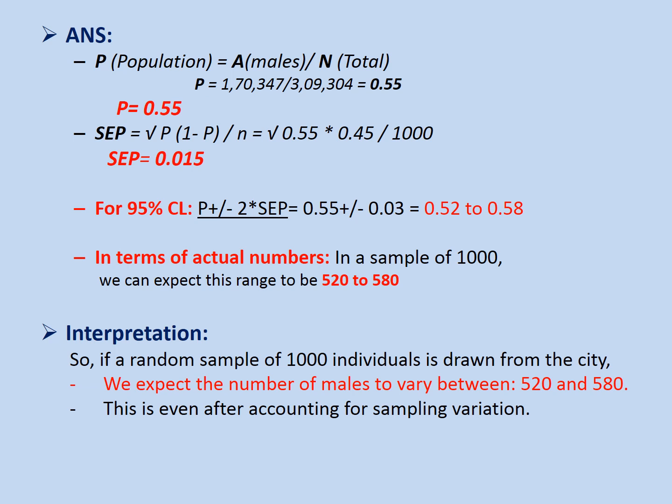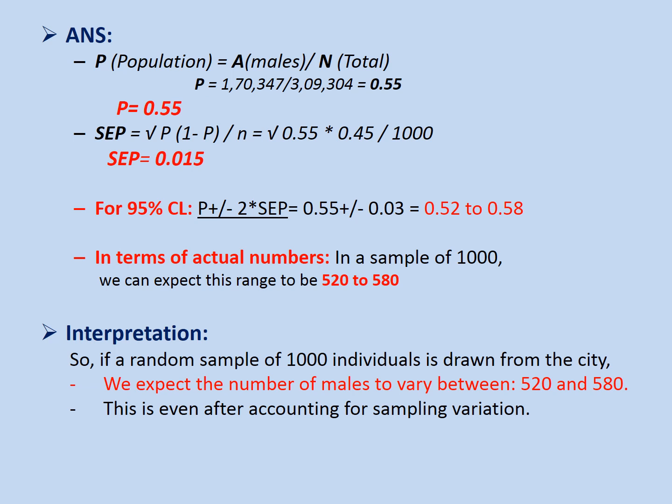Now with the help of this, you can calculate the 95% confidence limit for the sampling variation of this example. The 95% confidence limit is calculated by the formula population P, that is 0.55, plus or minus 2 into the standard error of proportion, here 0.015. So it comes to 0.03, that means 0.55 plus or minus 0.03. So your 95% confidence limits are: lower limit 0.52, upper limit 0.58.